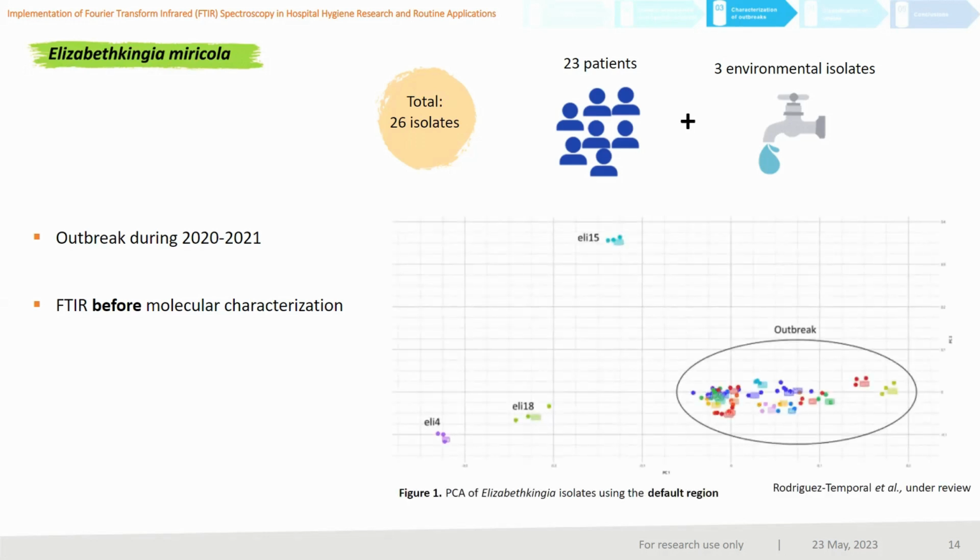Initially, we performed PCA using the default region, and we observed these clusters. You don't need to be an expert to notice that something is happening here. There are a lot of isolates clustering very closely, while 3 isolates are located outside this cluster. So we can suspect that all this cluster could potentially represent the outbreak strains.